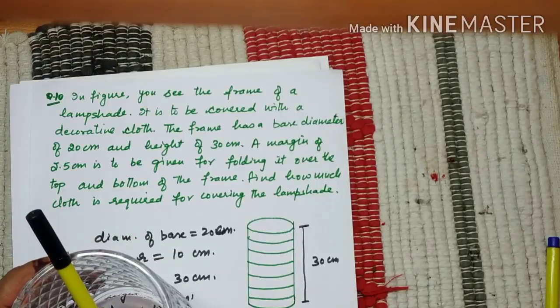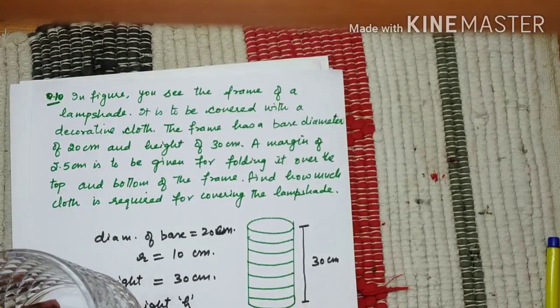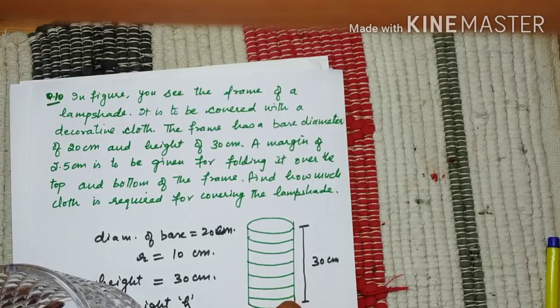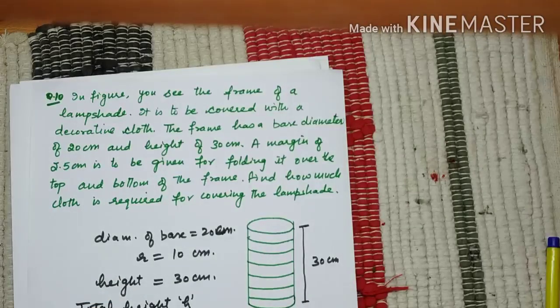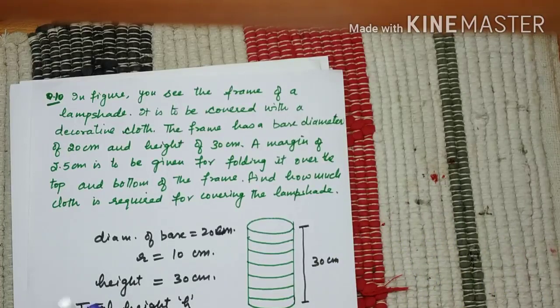Area of curved surface plus area of one base. So 2πrh plus πr². You will get the area of one of the pen holders. We are making 35 pen holders. So you will multiply that by 35. Hope you can do this question yourself.